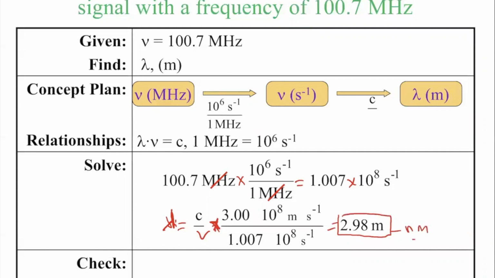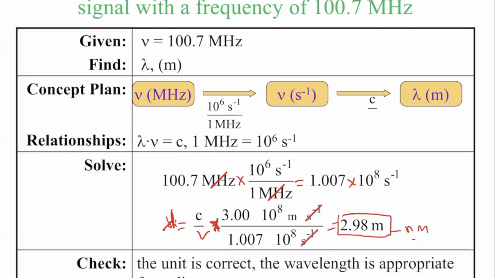Okay, we are going to move forward and we're going to start talking about color. Visible light. So moving on to color.